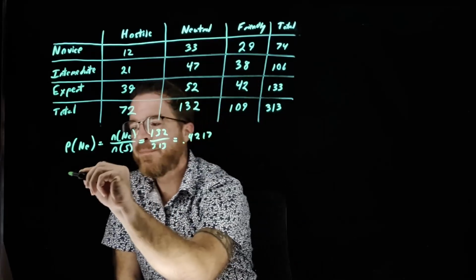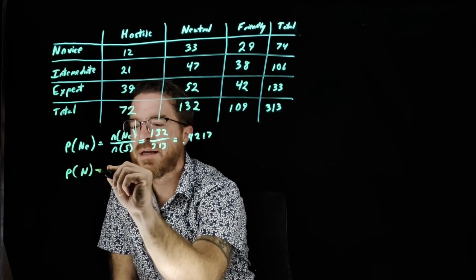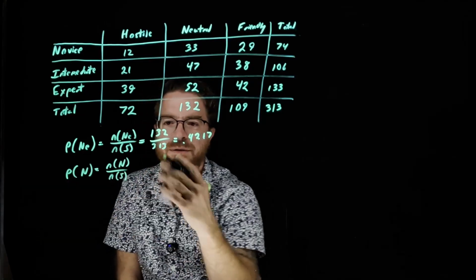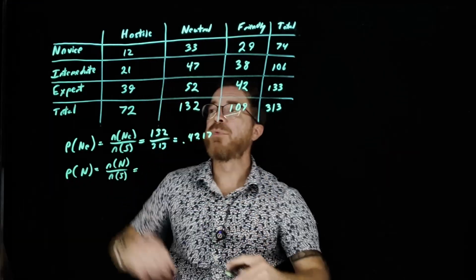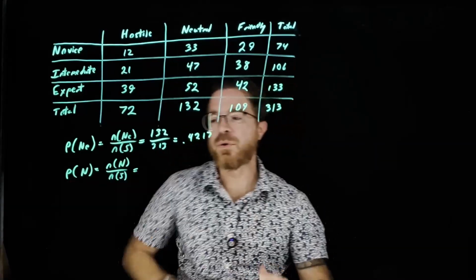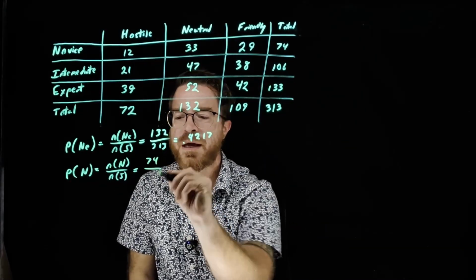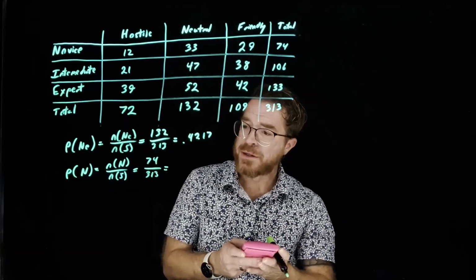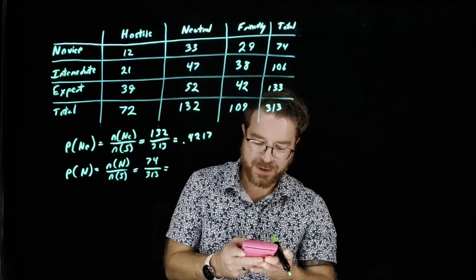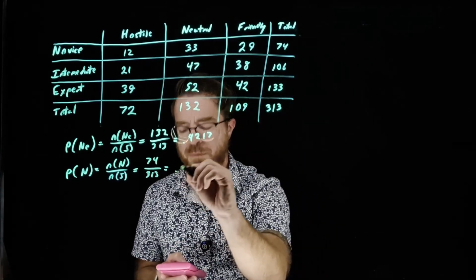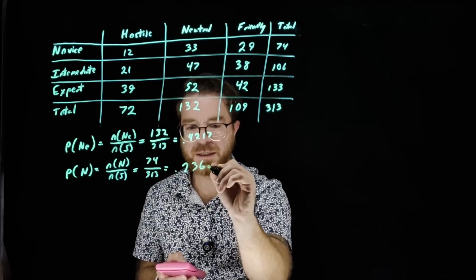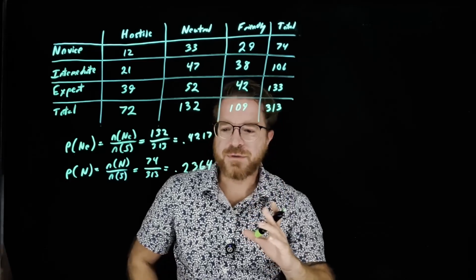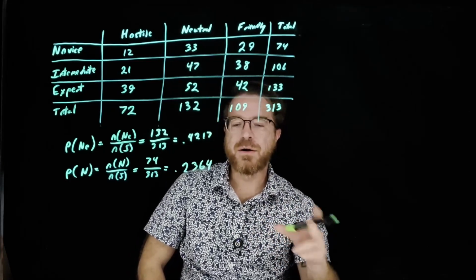Question B asks, what is the probability that a randomly selected player is a novice? So same idea. What's the probability of selecting a novice? It's just the number of novice players over the number of all players that were able to succeed on a planet. So if we go into novice, we go to the total, we have a total of 74 novice players out of, again, a total of 313 players that were successful. So this would be 74 divided by 313, which is going to be equal to 0.2364.